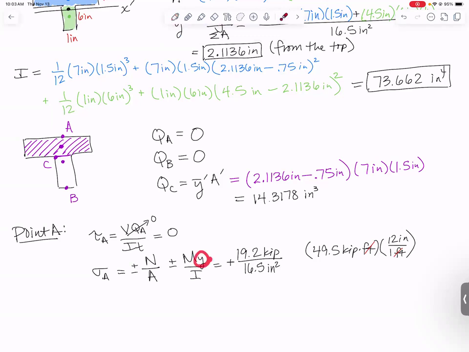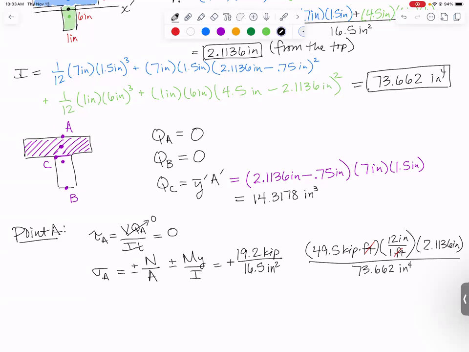Y is the distance between the centroid and the point where we're finding the stress. So if the centroid is right here, finding the stress at the top, it would simply be the whole 2.1136 because we measured our centroid from the top. So our y distance is going to be 2.1136 inches. Then we put our moment of inertia on the bottom. That was 73.662 inches to the fourth.